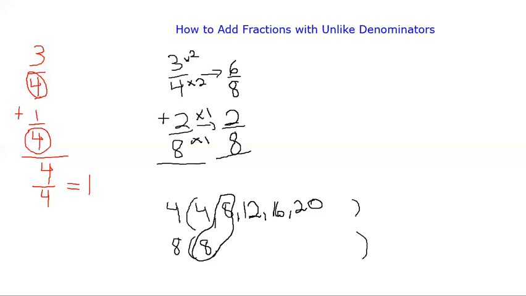And now we have to figure out our answer. So now we have 6 plus 2 is 8. And we bring down our denominators, which is another 8. And we have 8 over 8, or 1. And that is how to add fractions with unlike denominators.